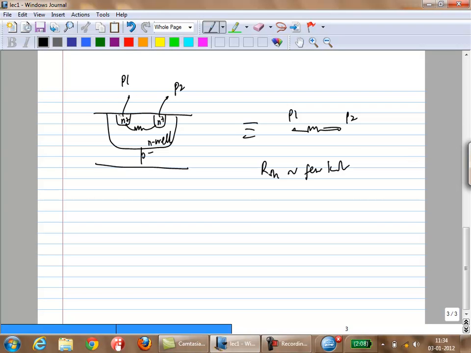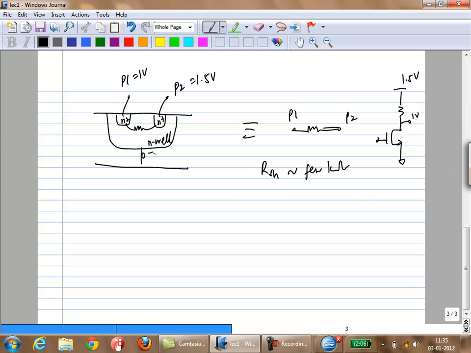Now, let's see what happens. Let's say one node is at 1 volt, other node is at 1.5 volts. This is an easy case, you could have something like this. Let's say this is 1.5, and this is at 1 volt. That's the output, say you take a resistive amplifier. You could easily have such a case. So what happens? Now this N-well to P substrate is a reverse bias diode.